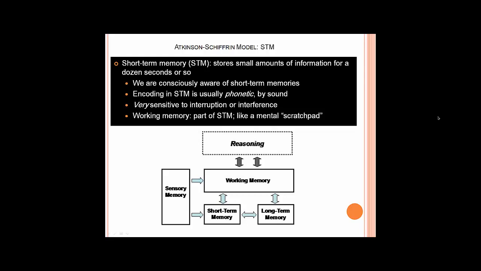Encoding of short-term memory is usually phonetic, or in other words, by sound. And also short-term memory is very, very sensitive to interruption or interference. You ever try to remember a number or sequence or something like that, and you've got somebody messing with you, giving you numbers next to you, or maybe there's a radio or TV going off in the background, and you're trying to focus on not being interrupted because you need to remember something. So short-term memory is very sensitive to interference.